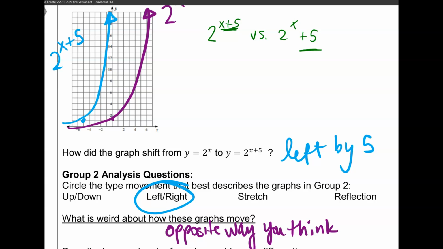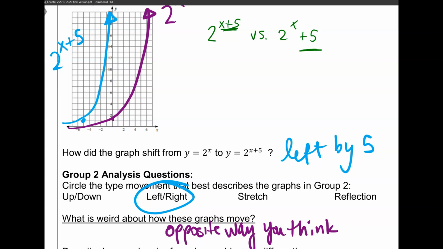And then what is weird about how these graphs move? It's literally the opposite way of what you think, right? I see a plus 5. Oh, it's actually going in the negative direction. Exactly. If it was a negative 5, it'd mean it's moving in the positive. So that's what I mean when I say it moves the opposite way you think. You would see a plus, you think going to the right, but it goes to the left. But that's only for horizontal, only for horizontal.